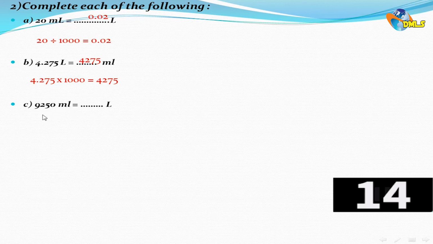Third question. 9,250 milliliters equals how many liters? Here I want to convert smaller unit to greater unit. So of course you will divide. So I will divide 9,250 by 1,000, which equals 9.25. So 9,250 milliliters equal 9.25 liters.